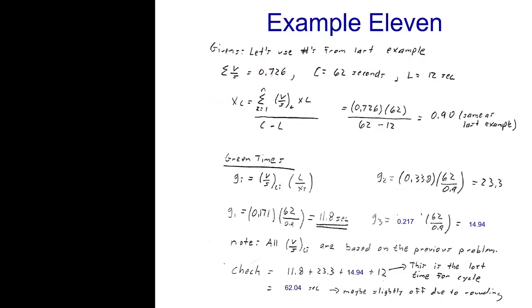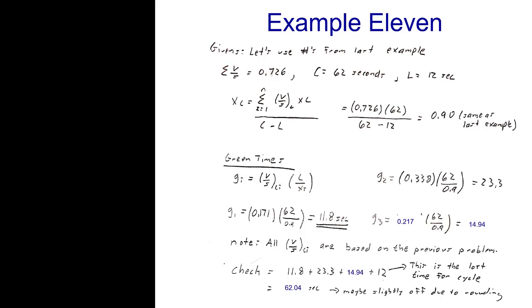Example 11. Let's use the numbers from the last example. Green times for your allocation. Your greens are going to be equal to your V/S for your critical groups times C over X_i. So for the first one, it's 0.171 times 62 seconds, which is the cycle length you calculated in the last one, divided by a conservative X, which is 0.9. You can see that that's 11.8 seconds.